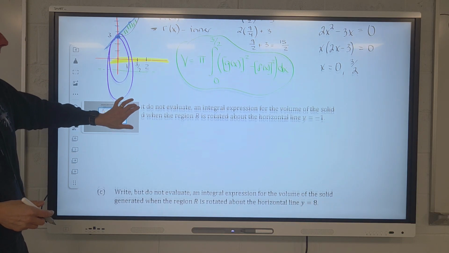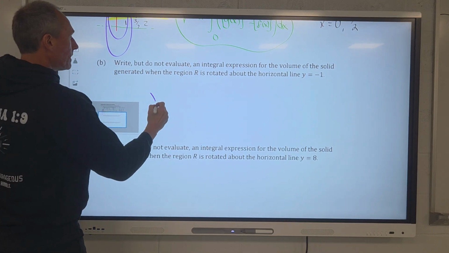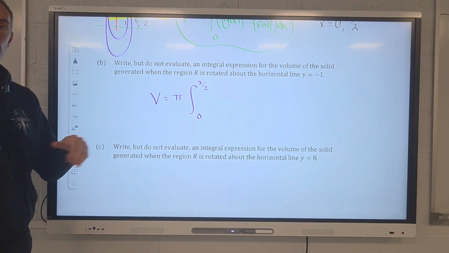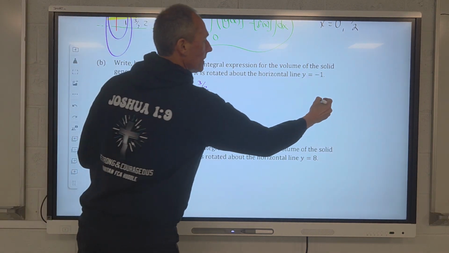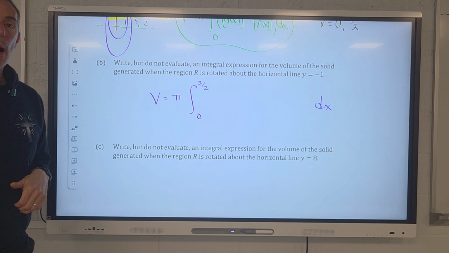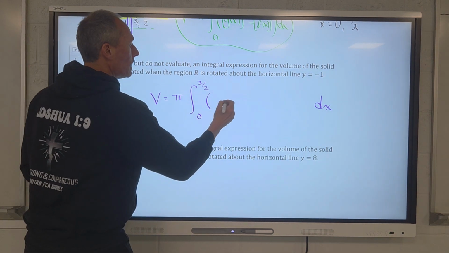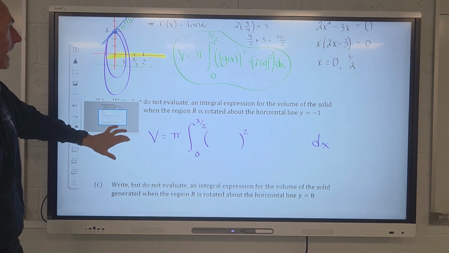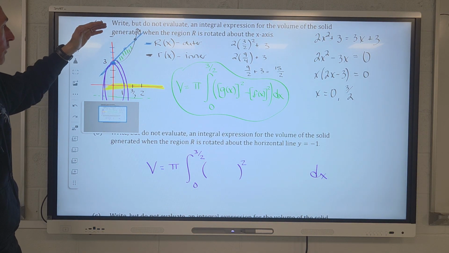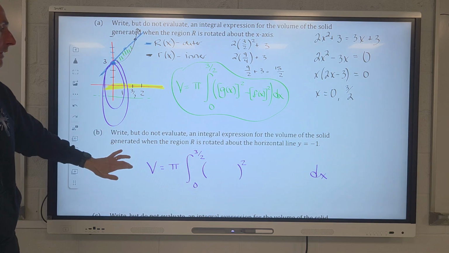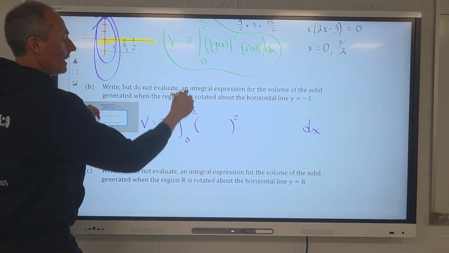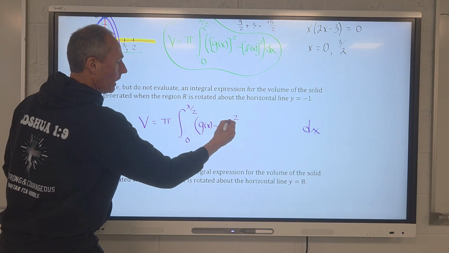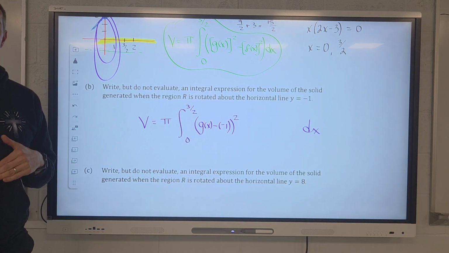All right, so let's talk about how we handle that. Everything that we started with is the same. Pi, 0 to 3 over 2, no difference there. Yes, it's still dx, no difference there. But the difference now is when I write my outer radius, I need to understand that it's the farther curve, but it's the farther curve minus the line I'm revolving around. So I'm just going to have g of x minus -1. That's me accounting for that line we're revolving around.